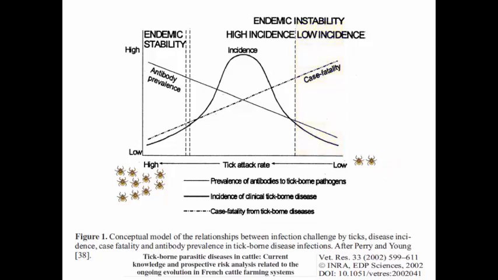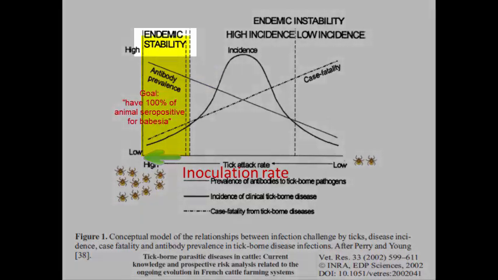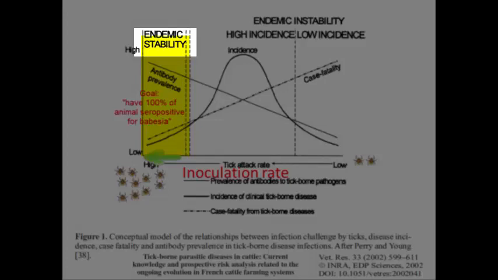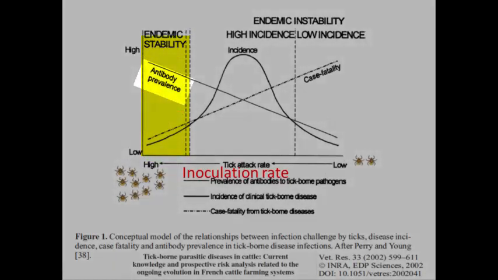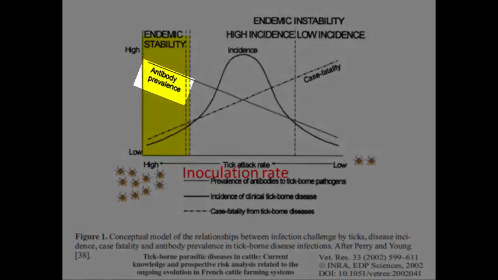As you go down in altitude, the number of ticks is going to increase, and so is the inoculation rate of babesia. And ideally, what you want is 100% of the animals to be seropositive or seroconvert. So we achieve what we could call a state of endemic stability, in which basically all the animals have been exposed, and they now have high levels of antibodies protecting them against babesia.